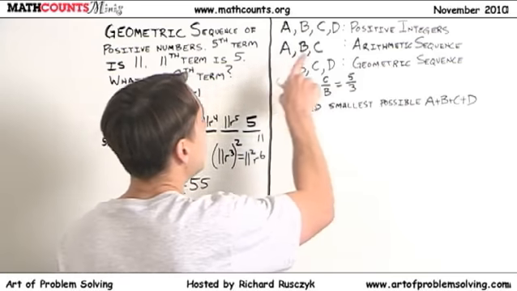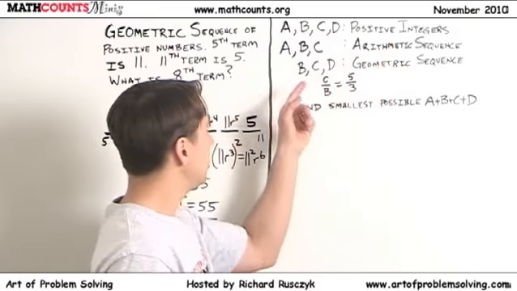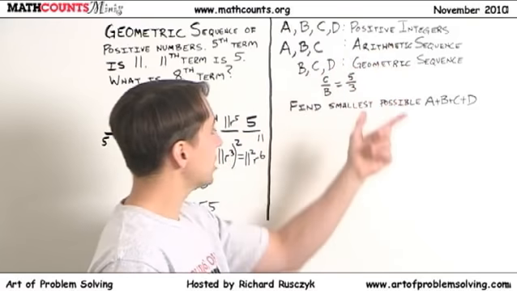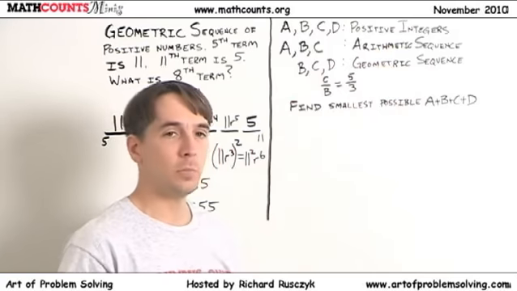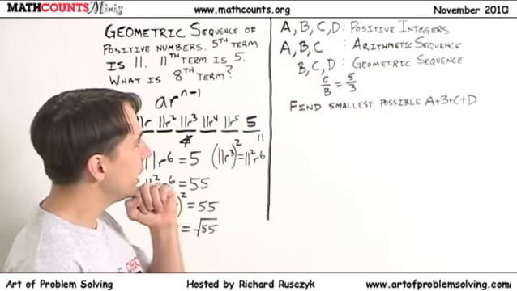We've got A, B, C, D, positive integers. A, B, C make an arithmetic sequence. B, C, D make a geometric sequence. And we're told that C divided by B is 5/3. We want to find the smallest possible sum of A through D.